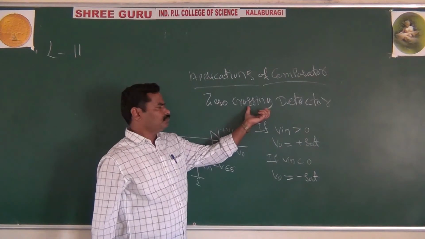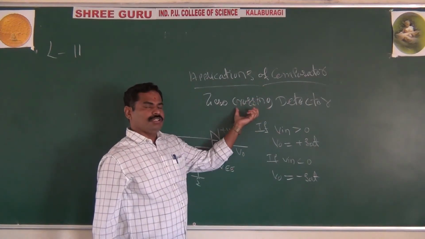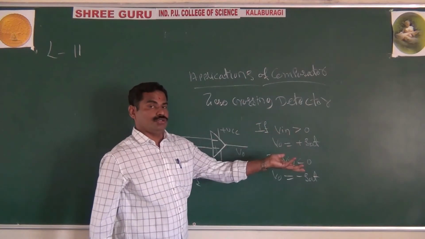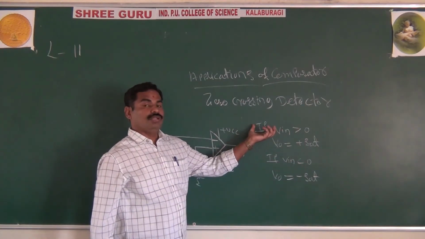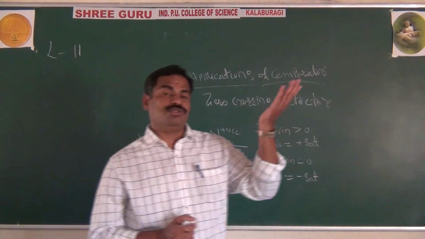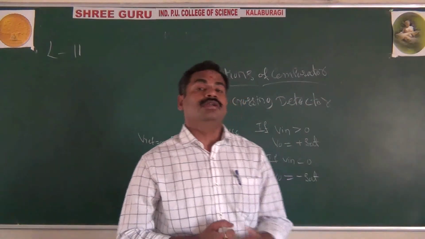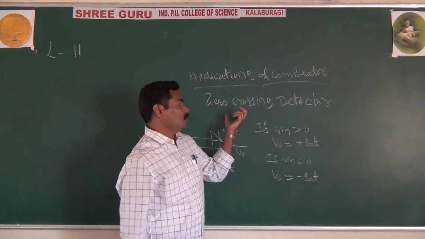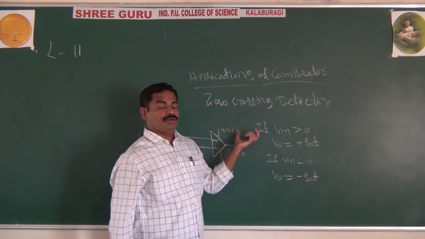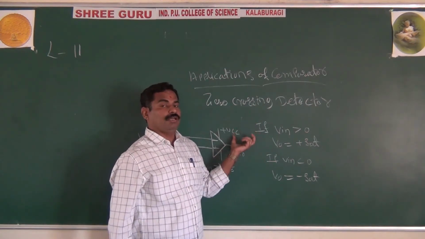Let me repeat: in the zero crossing detector, whenever the input voltage crosses 0, the output may change. It may change to positive saturation or to negative saturation. That's what is called a zero crossing detector. What is a zero crossing detector? It is a type of comparator.